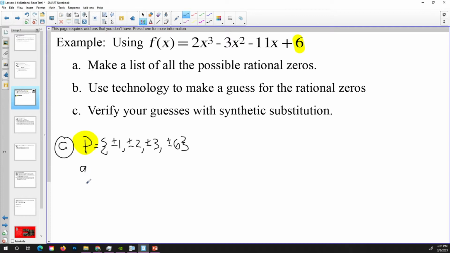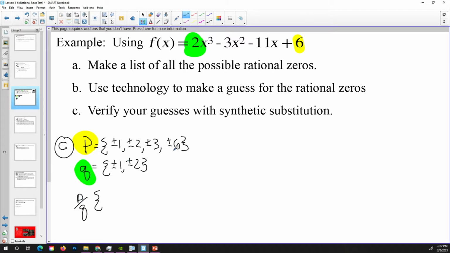Now we also need to find Q, and Q is a factor of the leading coefficient. The highest degree is 3, so our leading coefficient is 2, so we're going to find all of the factors of 2. That's a little bit shorter of a list: plus or minus 1 or plus or minus 2. The list of all possible rational zeros will be P over Q. So remember, we're only going P over Q, not Q over P, just P over Q.